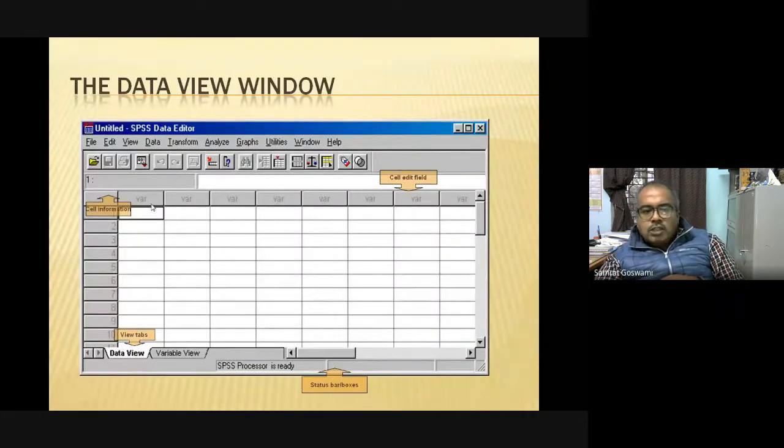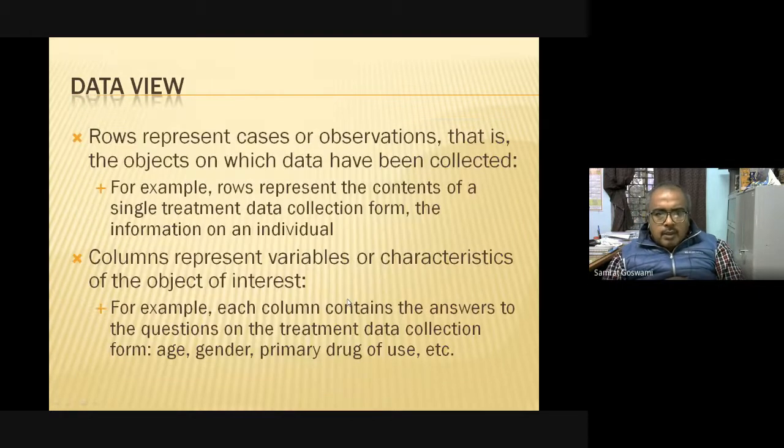This first one may be the treatment, the second one may be the age, the third one may be the gender, the fourth one may be the body weight of the individual, the fifth one may be whether primary drug is used or not. So these will be the variables, and accordingly the researcher will get the responses from the respondents, and the sample size will decide how many rows there will be under each of the columns. So that is a data view.